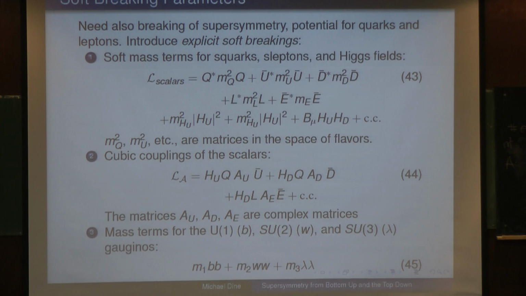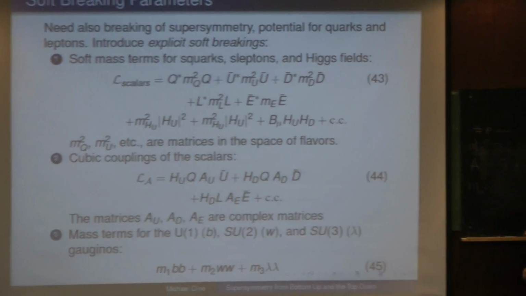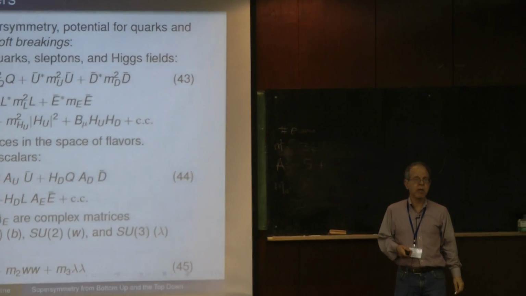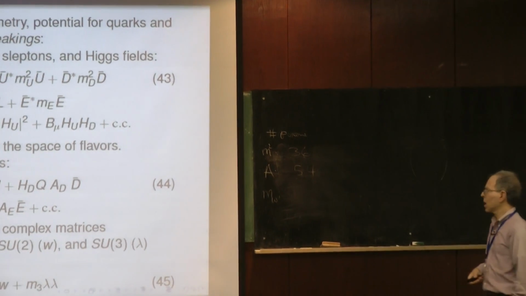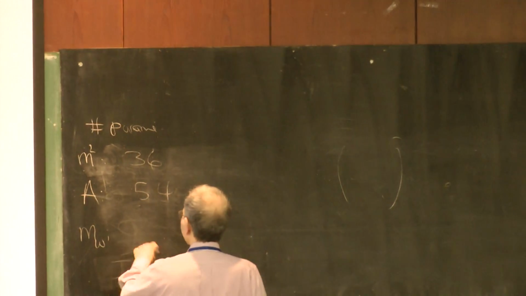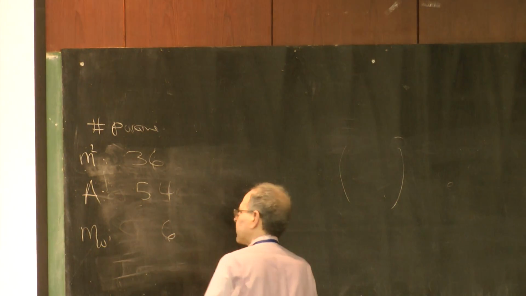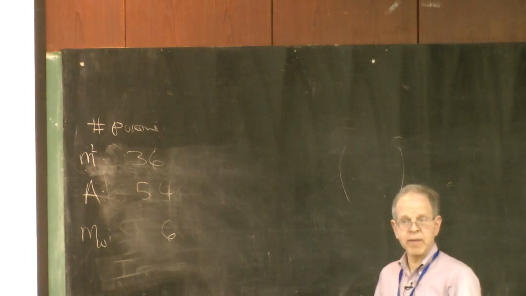Then we have masses for the gauginos. The masses for the gauginos are complex numbers. If we think about it in 2-component fermions, there are 2 parameters for each: a magnitude and a phase. We have 3 gauginos, so that's 6. So we have already a lot of parameters here.